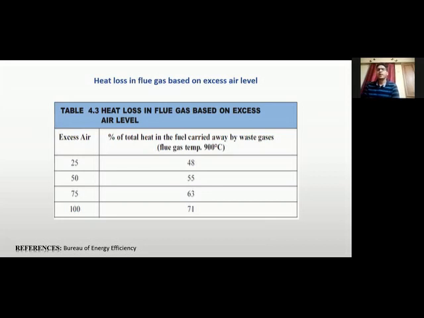Another table given by the Bureau of Energy Efficiency gives the heat loss in flue gases based on excess air. Your burner is given a specific air to fuel ratio, based on your fuel, whether PNG, LPG, or whatever it may be, and you have to maintain this standard ratio to optimize your consumption. If you increase the air ratio by 25%, then your fuel wastage increases by 48%. If you increase it by 100%, then your fuel wastage increases by 70%. So your burner ratio should be maintained properly for optimization of the burner efficiency.